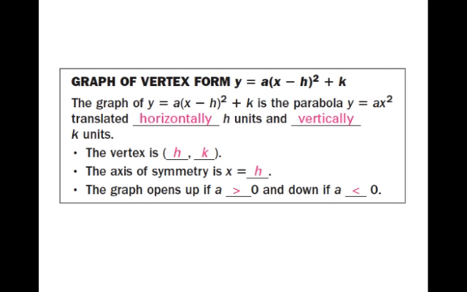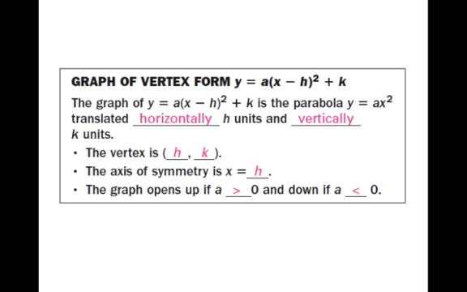Okay, so the graph of y equals a times x minus h squared plus k is the parabola y equals ax squared translated horizontally h units and vertically k units. So left or right h units, up or down k units. The vertex is (h, k). The axis of symmetry is x equals h. It's that vertical line that runs through the x coordinate of the vertex.